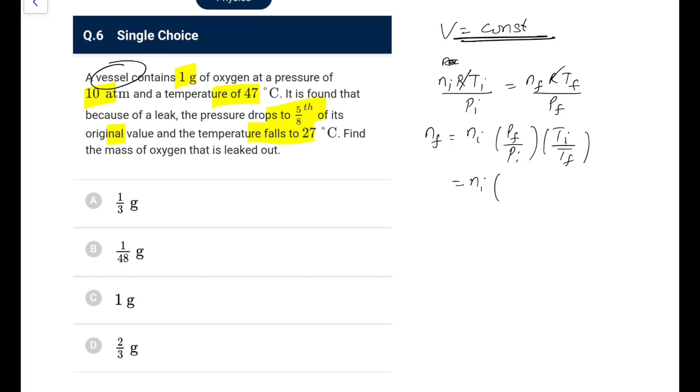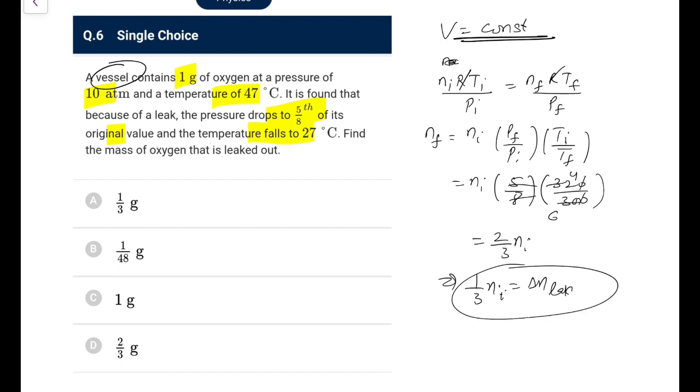P final upon P initial, it is given that pressure drops to 5/8, so it will become 5 by 8. T initial by T final, always remember capital T means it is in Kelvin. 47 degrees means 320 K, and this becomes 300. So the 0 and 0 get cancelled, this becomes 4, this 5 and 6 things will get, this will become 2 by 3. So that means 1/3 of the moles has leaked. That is the amount of moles that has leaked, 1/3 of the initial amount, you can directly say.